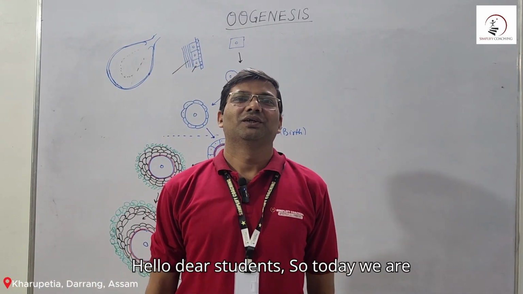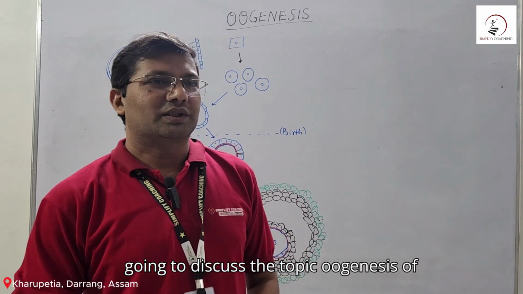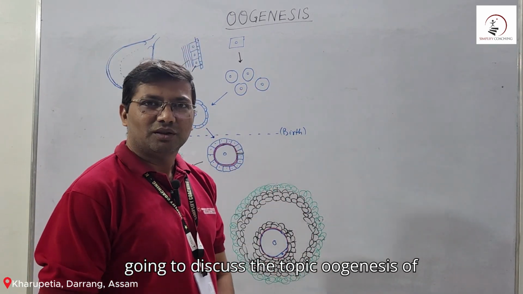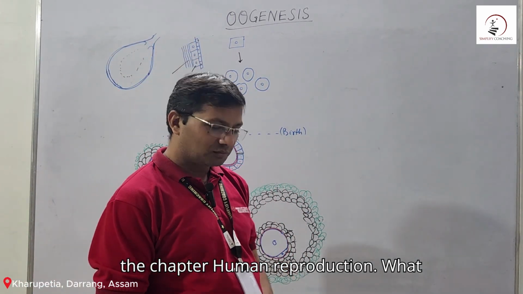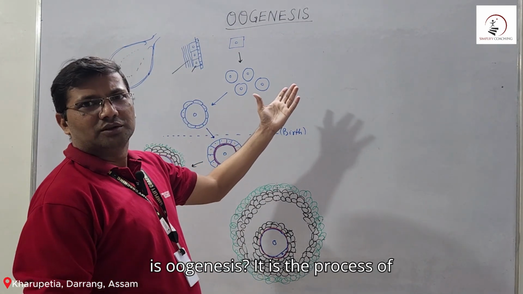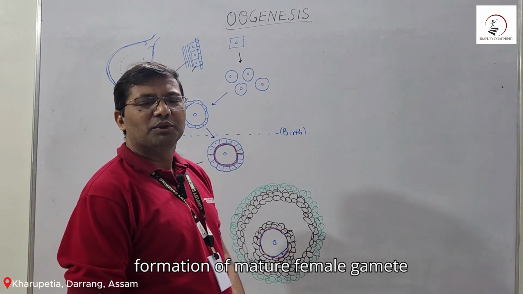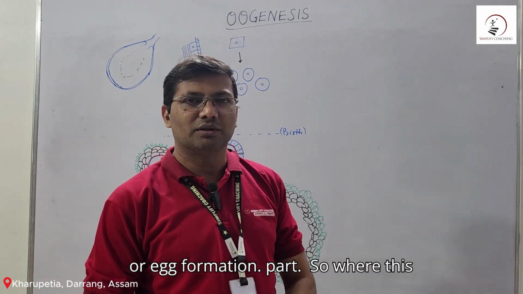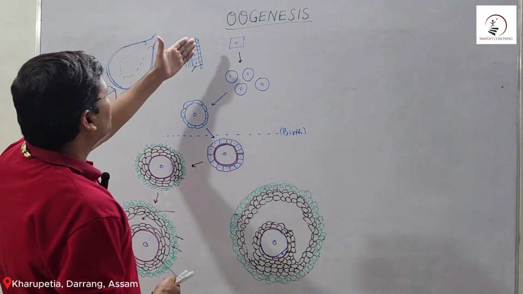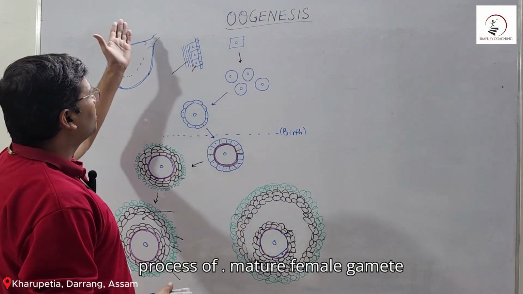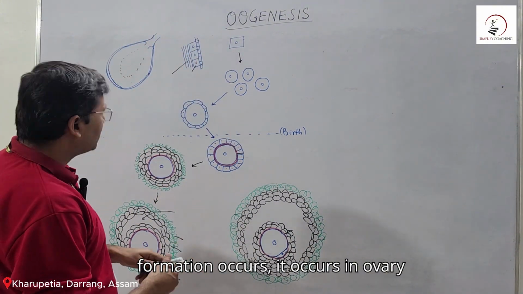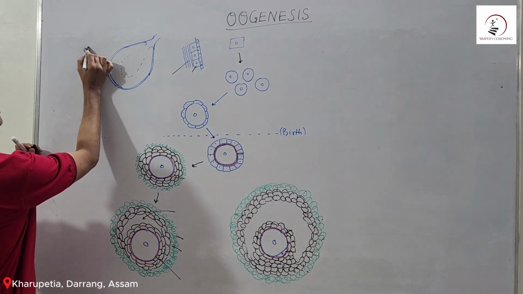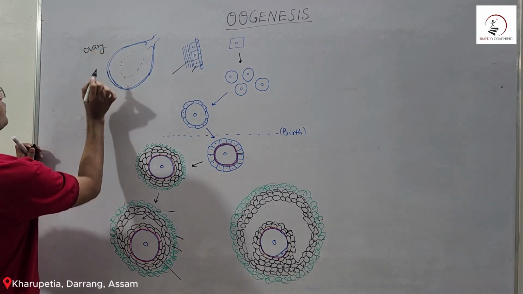Hello dear students. Today we are going to discuss the topic oogenesis of the chapter human reproduction. What is oogenesis? It is the process of formation of mature female gamete or egg formation. Where does this process of mature female gamete formation occur? It occurs in the ovary. तो ये है ovary.